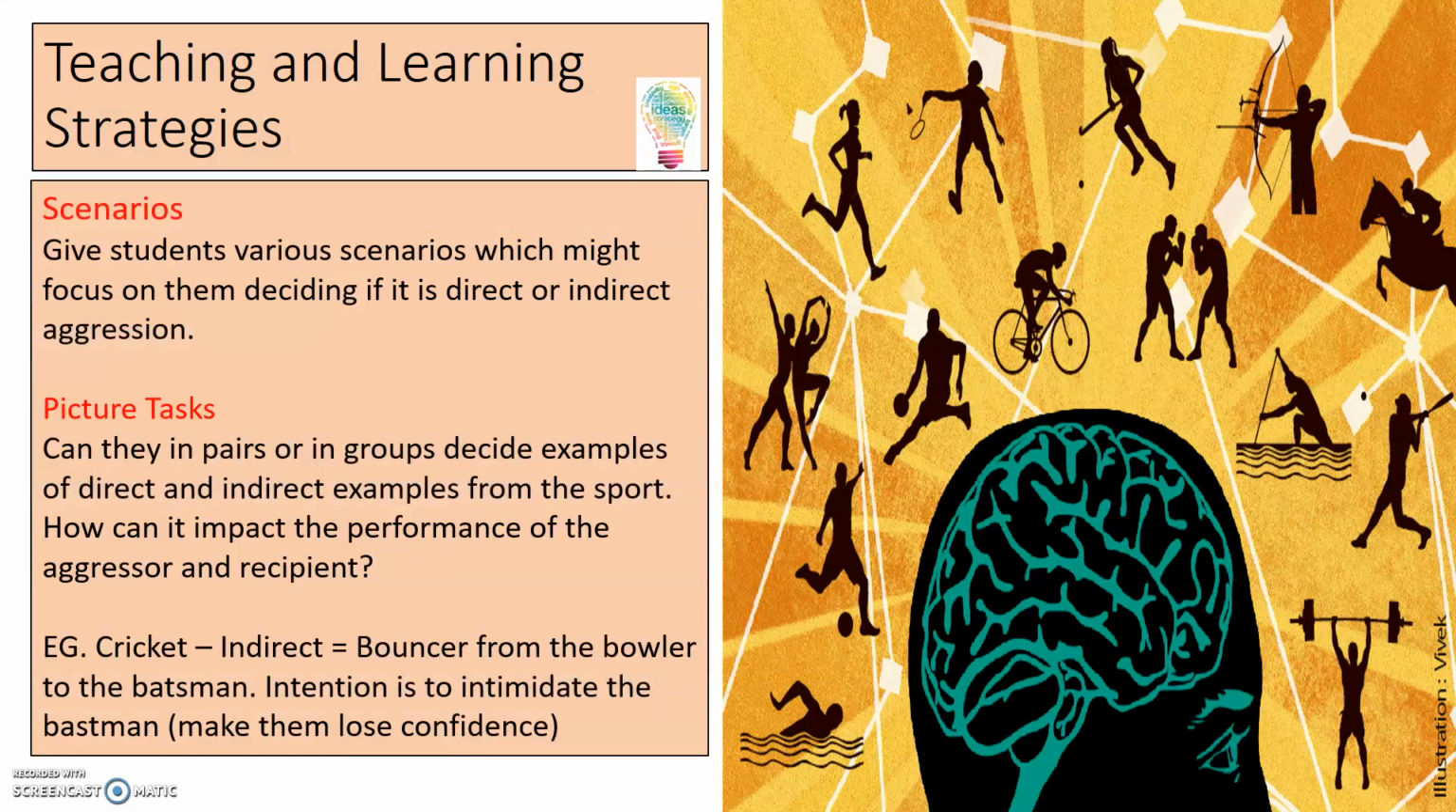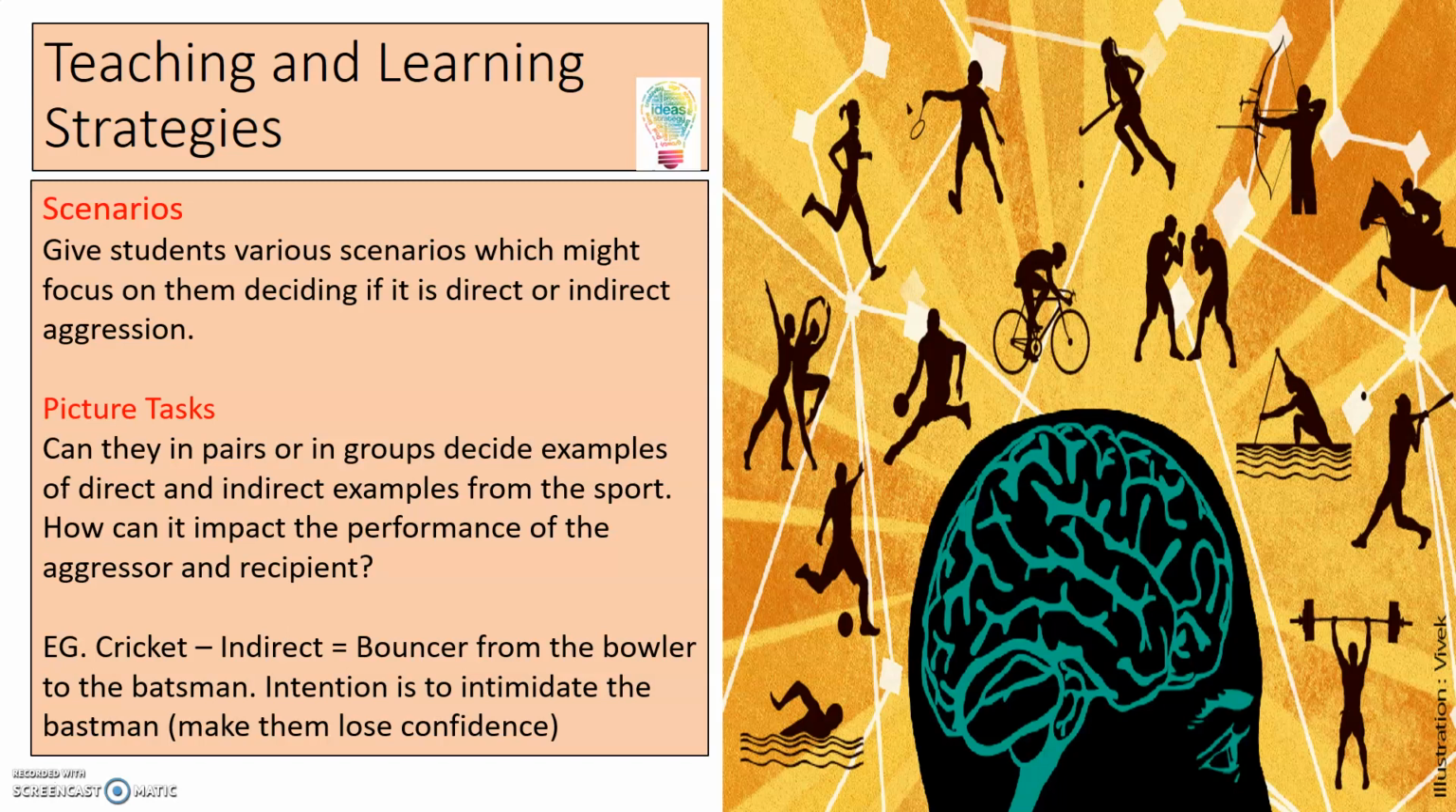And finally, teaching and learning strategies for teachers. You might have some ideas for the classroom: you might look at scenarios. Give students various scenarios which might focus on them deciding if it's direct or indirect aggression. Come up with different examples from different sports to help them understand. Also use picture tasks, getting the students in pairs or groups and deciding by looking at the pictures whether they think they're direct or indirect examples in sport. Can they think of any other examples of aggression in sport?